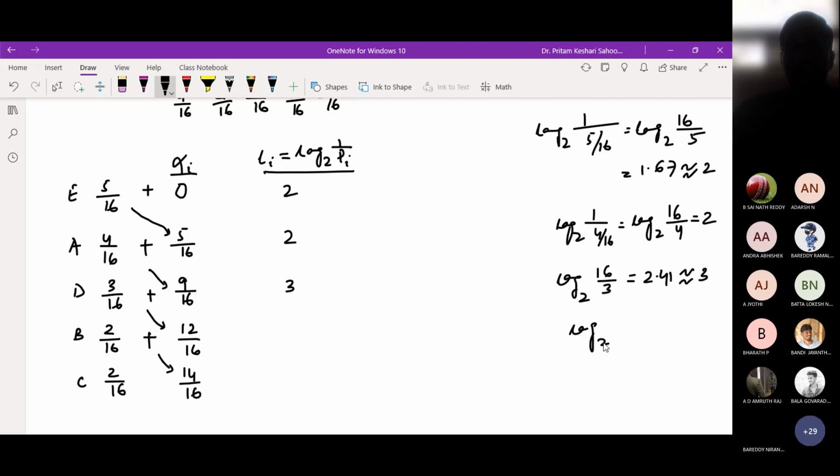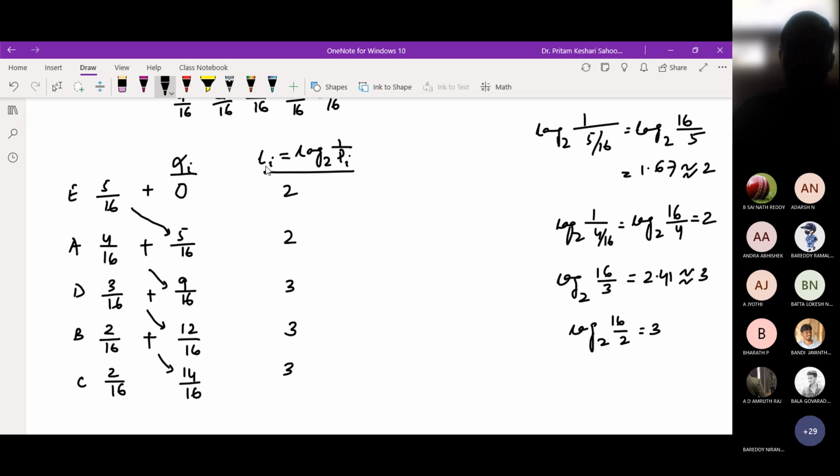Similarly, log base 2 of 16 by 2, because the probability is 2 by 16. So 1 divided by that becomes 16 by 2, so this becomes log base 2 of 8, that is equal to 3. So it is directly coming as an integer value, and we don't have to approximate anything, because the result itself is an integer. Directly you can write 3. Then the last one, again 2 by 16, definitely it will come 3. So in this way, we have obtained small li.